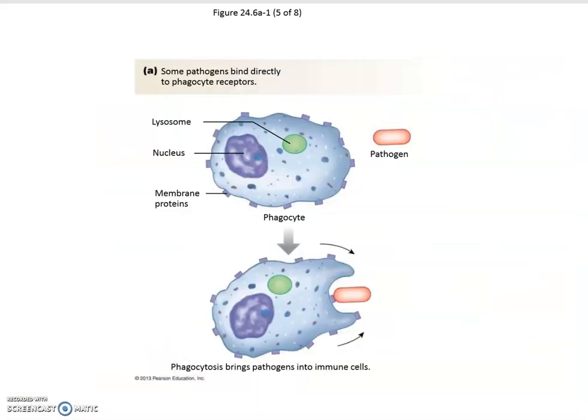Now let's take a look at how a phagocytic cell might engulf and then destroy a pathogen. So here's our pathogen, a bacterium apparently, and here's our phagocytic cell. So that could be your neutrophil or your macrophage.